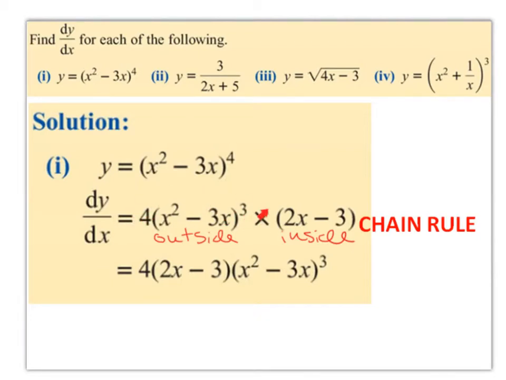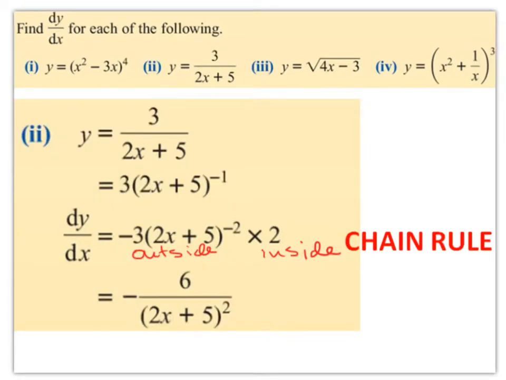Then I multiply. Next I differentiate the inside, whatever is inside the brackets. The derivative of x squared is 2x, the derivative of minus 3x is minus 3. And then I simplify. So all I have to do is stick them together with brackets. So I have 4 times (2x minus 3) times (x squared minus 3x) raised to the power of 3. I don't need to multiply out the brackets, I can just leave the answer as it is.